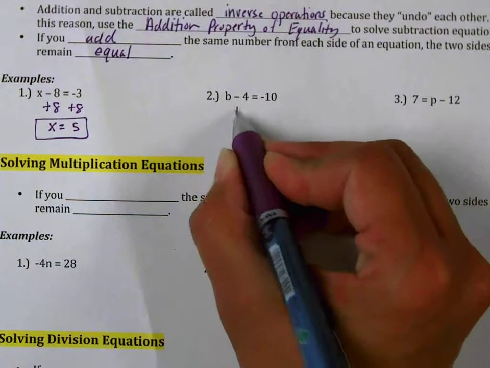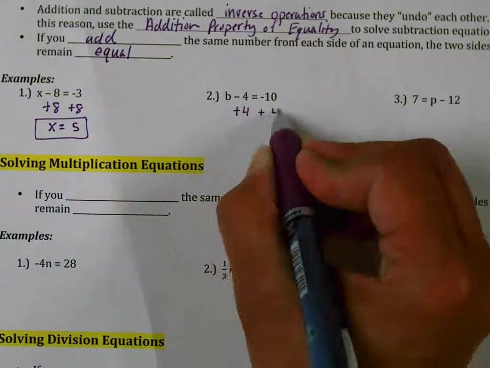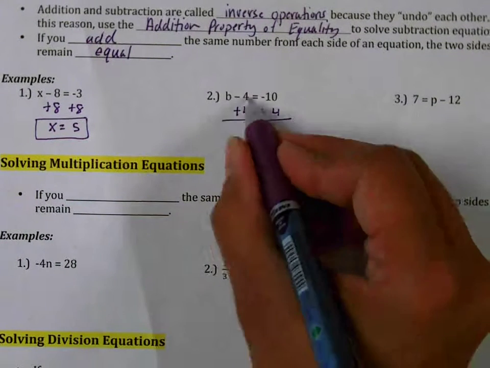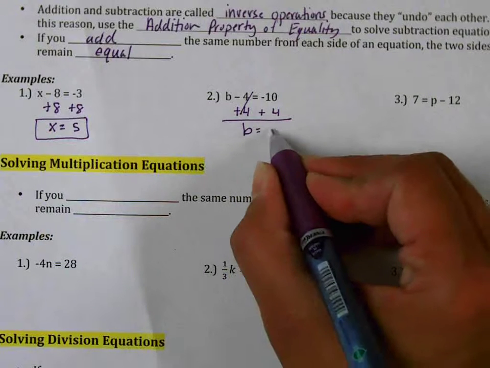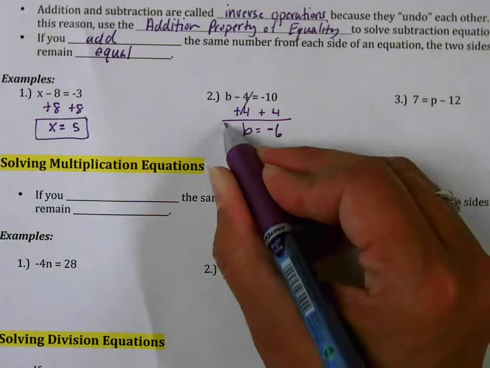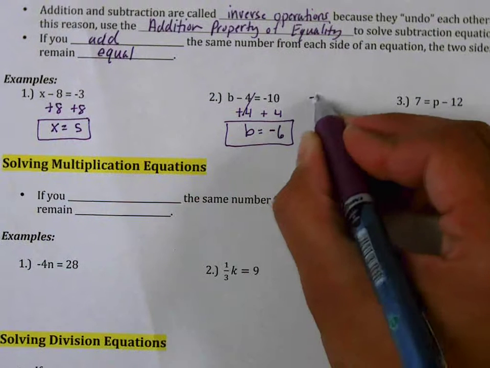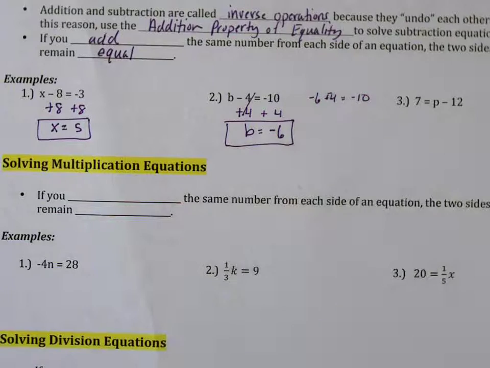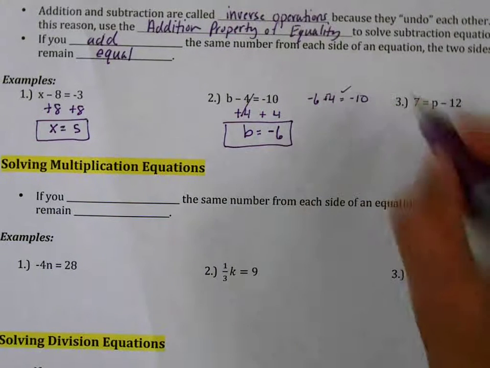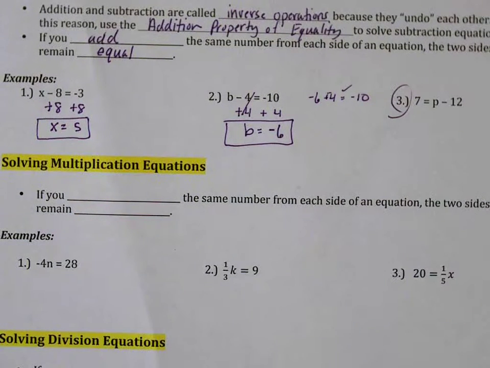So I'm going to add 4 to both sides. That cancels out, and b equals negative 10 plus 4, which is negative 6. If I go back and check my work, negative 6 minus 4 would be negative 10. I'd like for you to try number 3 on your own, and we'll check that in class tomorrow.